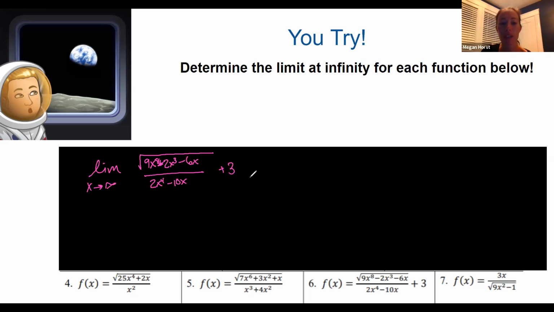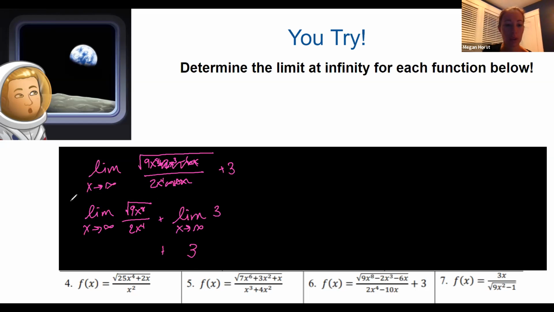Well, I can break these up using addition. So I'm going to do the limit as x approaches infinity, and I'm going to notice that this all goes away and this all goes away. So I have the square root of 9x to the 8th all over 2x to the 4th, plus the limit as x goes to infinity of 3. Well, the limit as x goes to infinity of 3 is just 3 because this is my constant rule. I need to work this one out a little bit more. So let's go ahead and check out what's going on.